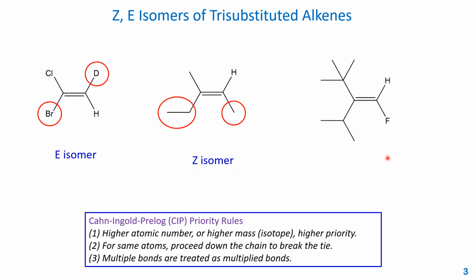Okay. Now, last example here. On the first vinylic carbon, we have a tert-butyl and isopropyl. Tert-butyl is higher priority. On the other vinylic carbon, we have hydrogen and fluorine. Fluorine is higher. Okay, that's because of atomic number. So now these are on opposite sides of the double bond, so this is the E isomer again. Okay, that's trisubstituted. What about tetrasubstituted?